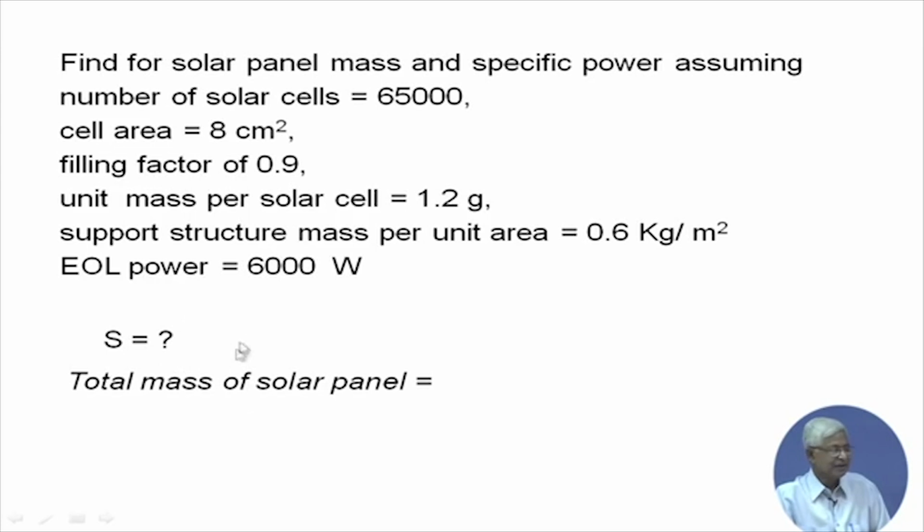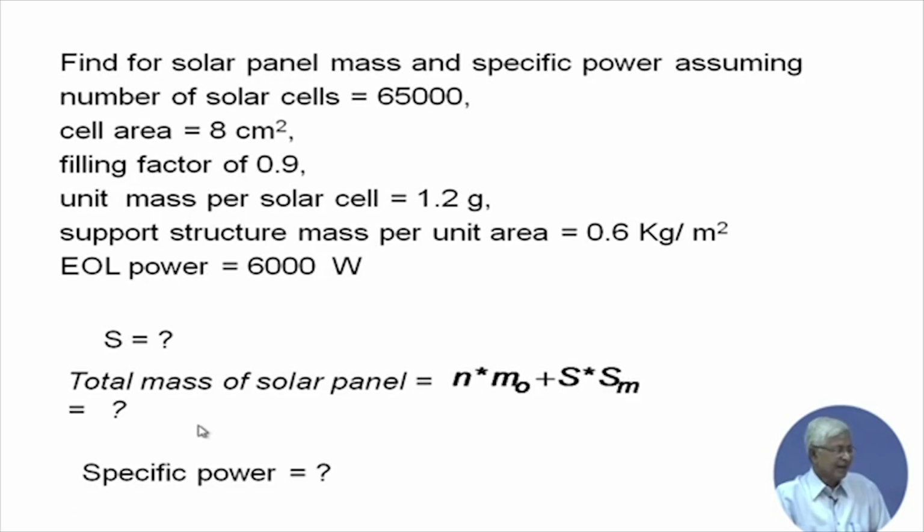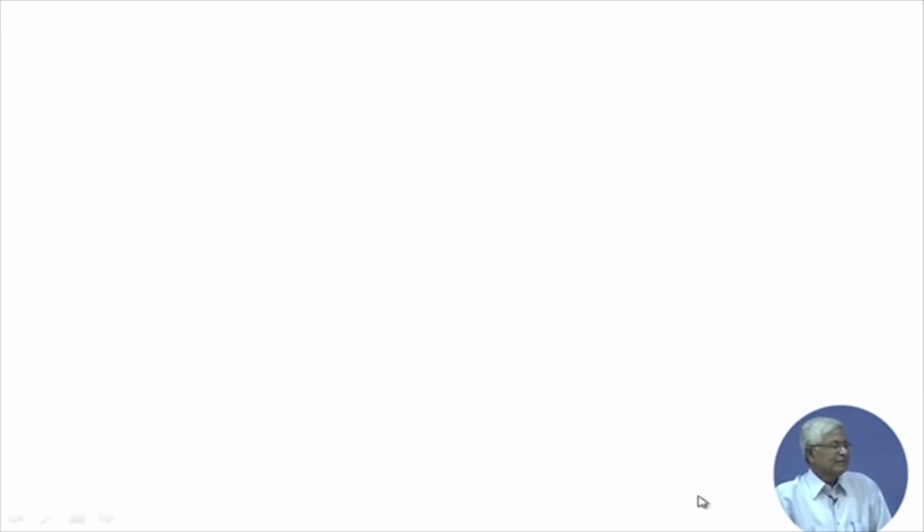S is that area, and then you can find out the mass of the solar panel by the same formula we have seen earlier. What is that number? And then what is the specific power? Because the end of life power requirement is given and mass you have calculated. So you can do this calculation, right?